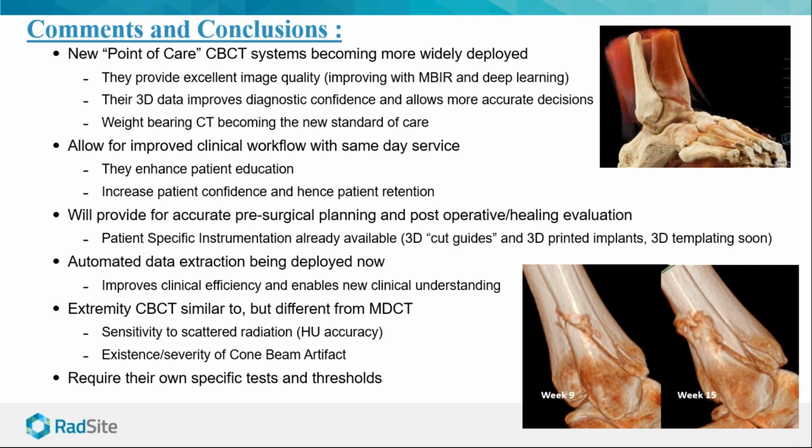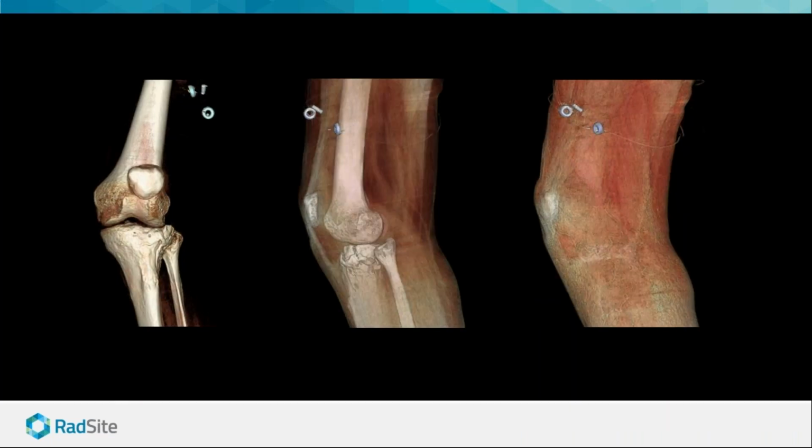These differences, I think, just lead to the understanding that while much of the testing of these systems is going to be similar to what you do with MDCT, they are going to have their own set of special tests and acceptance thresholds associated with the cone beam configuration compared to the MDCT. And that's why the RadSite work on developing acceptance criteria for cone beam specifically, in all its manifestations, whether it's dental, maxillofacial, ENT, orthopedics, or mammography, is going to be crucial.